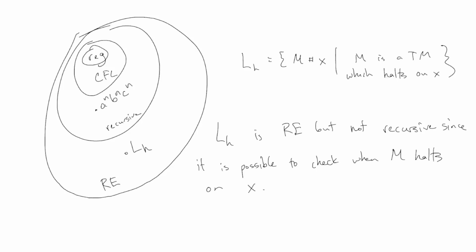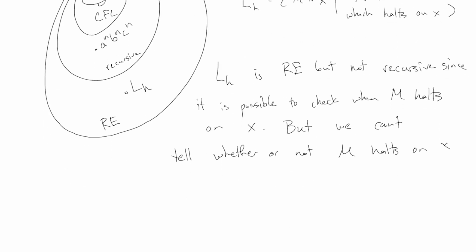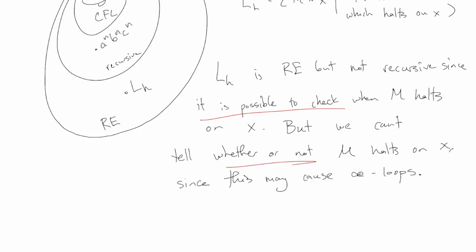But you cannot do the more complicated question of, so I will say, but we can't tell whether or not M halts on X. This is a very subtle difference, since this may cause infinite loops. All right. So, can you see the subtle difference? It is possible to check when something halts, but it is not possible to tell whether or not it halts.